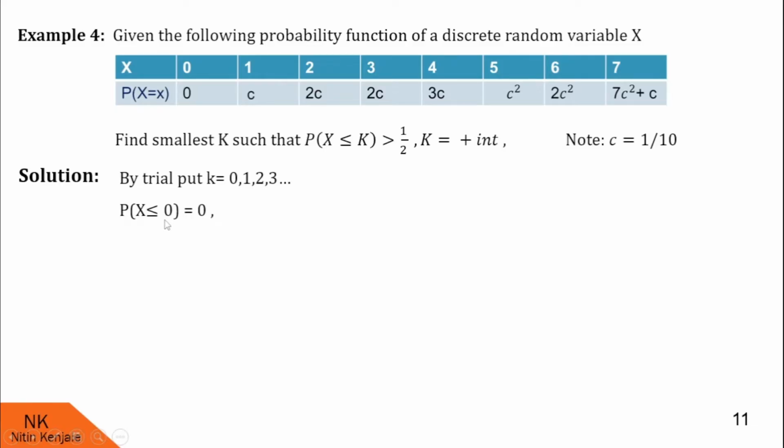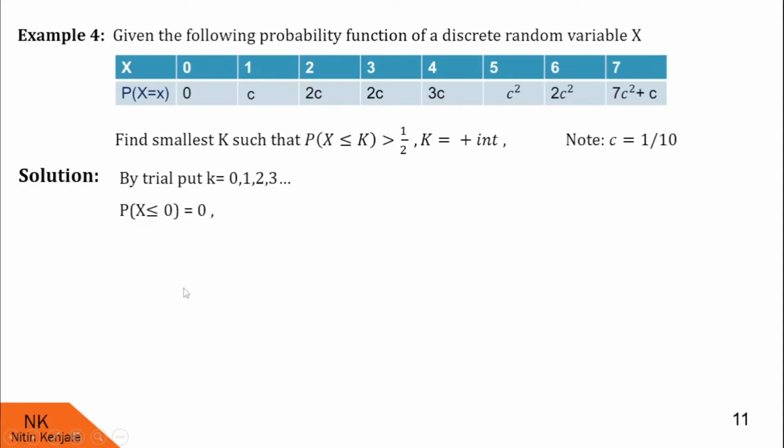P of x less than or equal to 0 means the sum of probabilities of values of x that are less than or equal to 0. There is only one value of x which satisfies this condition, it is 0. And its probability is 0, so P of x less than or equal to 0 is 0. But 0 is not greater than half, so k cannot be 0.